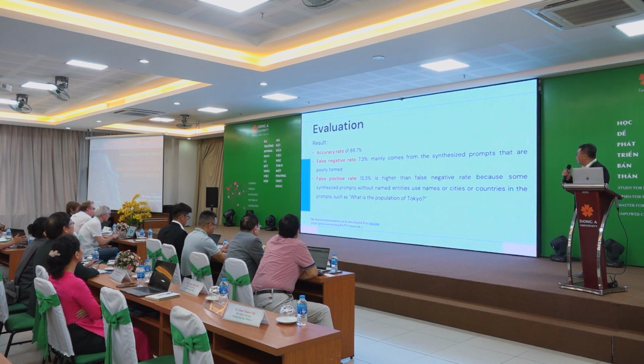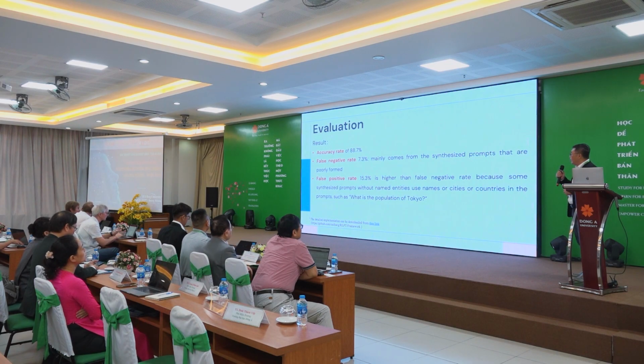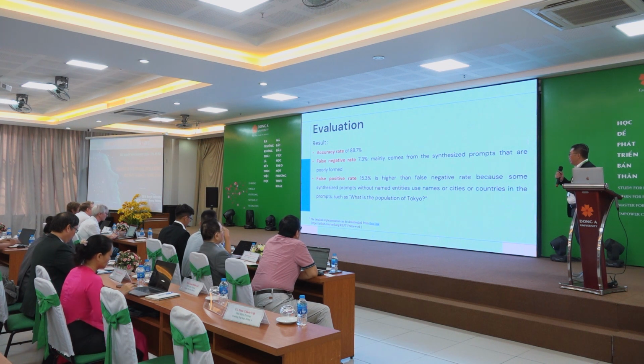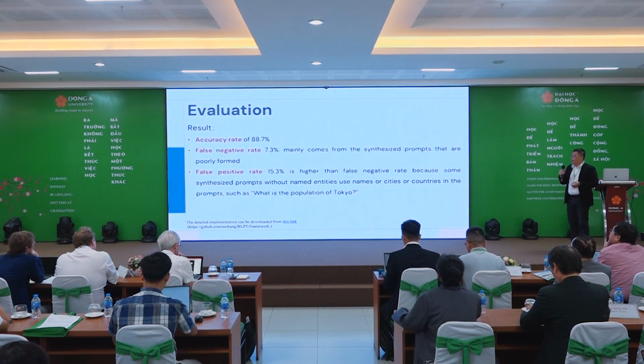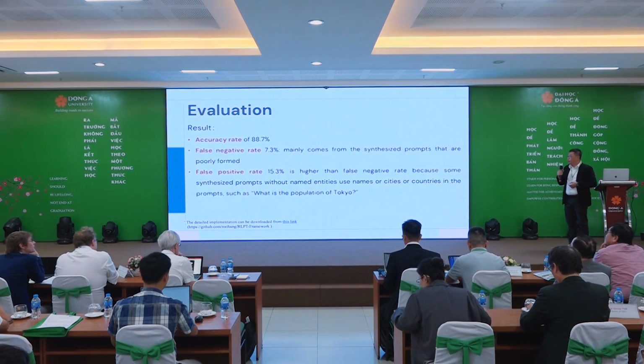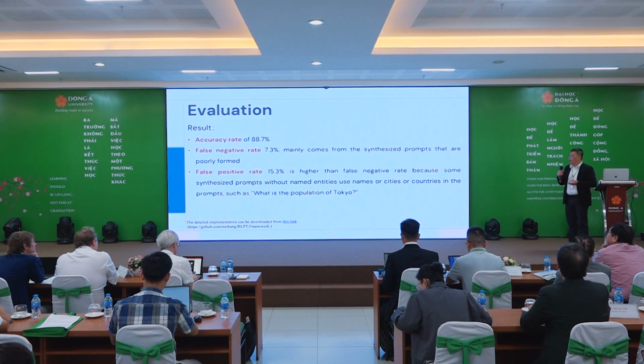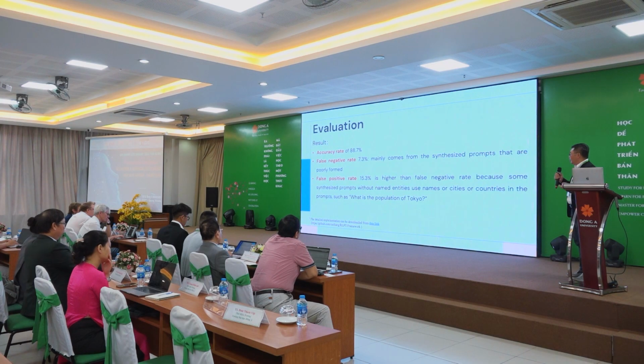And as some discussion related to the experiment result, our framework had an accuracy rate of 88.7%. The false negative rate is 7.3%, and this mainly comes from the synthesis forms that are poorly formed. Because we use ChatGPT to create the form, sometimes ChatGPT didn't do the work very well, so that makes our system miscategorize the form.